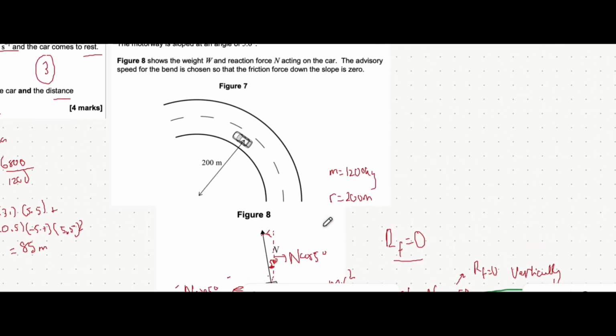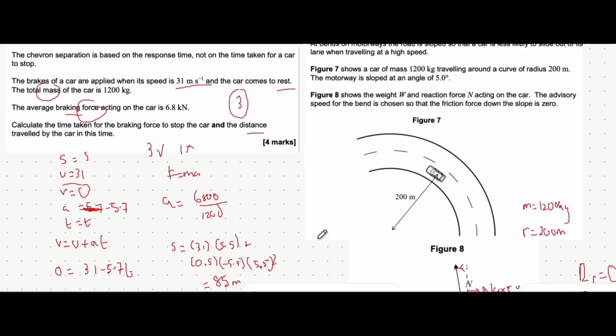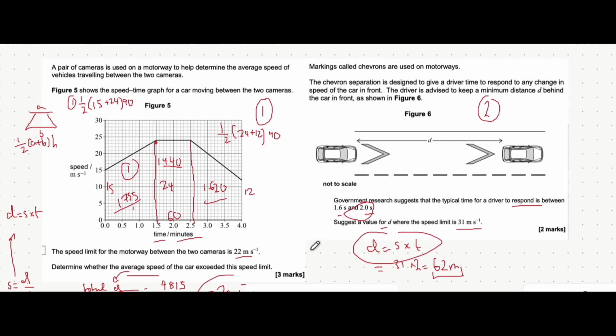Quite a difficult question there, and this whole question here is quite labor intensive. If you have any questions with it, just let me know.